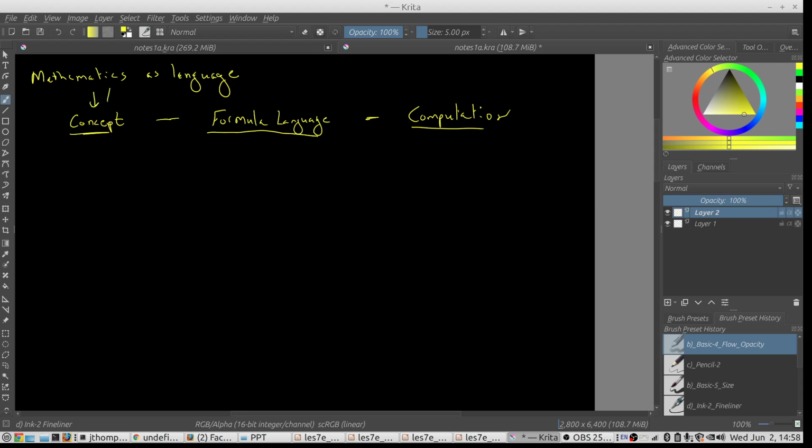This is what society wants from you. This is what you want from mathematics. We want the concepts. We want the language and the computation to predict the future. Right? Mathematics was invented to predict the future.